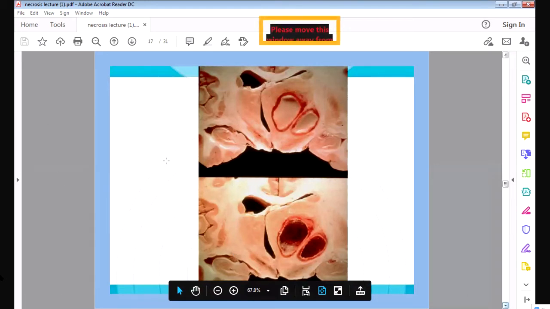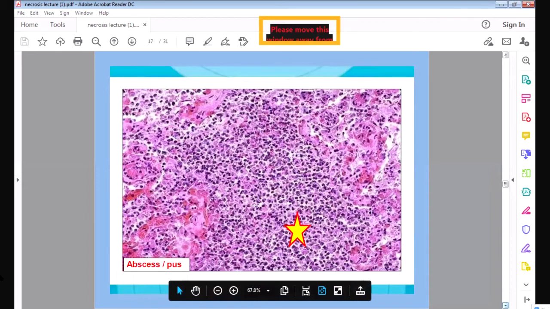Now this is also abscess formation. Abscess formation means collection of pus. Sometimes in the tissue, due to infection, there is collection of pus, and that is the yellowish color pus. If you take the yellowish color pus liquid and observe under the microscope, you will see.